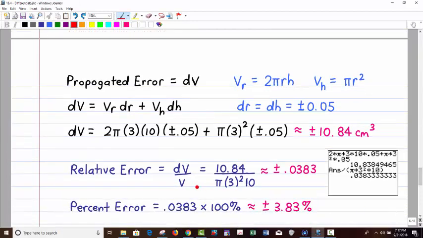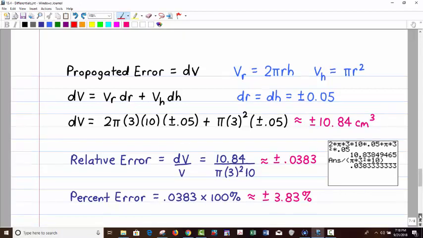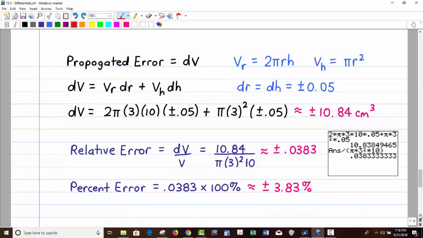That means the relative error would be the 10.84 divided by the volume that you would get from using that device. So it was pi r squared h. So pi times 3 squared times 10, so you divide that, plus or minus 0.0383. Some books don't necessarily use plus and minus. They just take it as a given, knowing you can be to either side. I kind of like the plus and minus, though, because it's showing you that we could be below the actual amount a little bit or above the actual amount a little bit. Positive may make you think that you can only overestimate the answer, and that's not true.